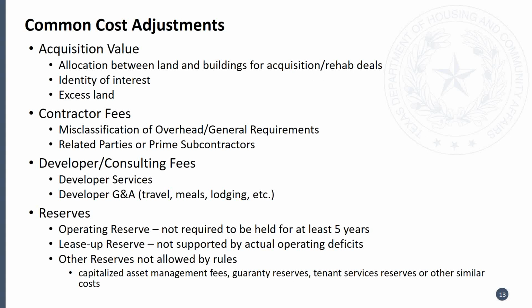Another thing to keep in mind is other reserves that are not allowed by the rules. We see these from time to time, so capitalized asset management fees, guarantee reserves, tenant services reserves, or anything that has to do kind of with future operations of the deal. We don't capitalize any of those. Operating reserves really should be intended for whatever the deal can't support if it can't meet its obligations for operations, but anything like asset management fees, tenant services, all of those should be paid out of operations going forward without the need for a reserve. So under our rules, they are not allowed.